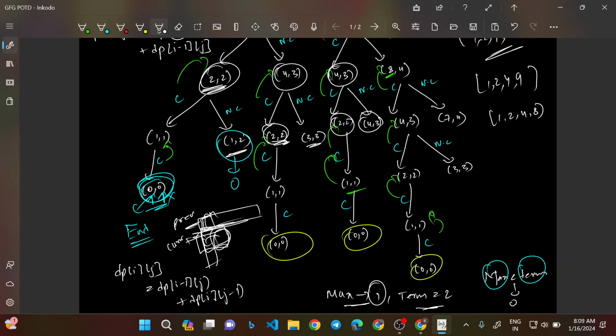2 has different i by 2. 7 has different i by 2. 10 has different i by 2. So we need to store the values, right? If I'm evaluating for 10, what are all the rows that I'm depending upon? i by 2, that is 5, and i minus 1, that is actually 9.